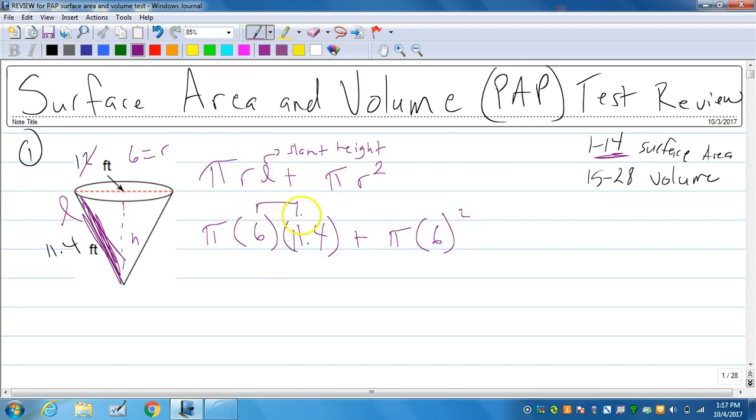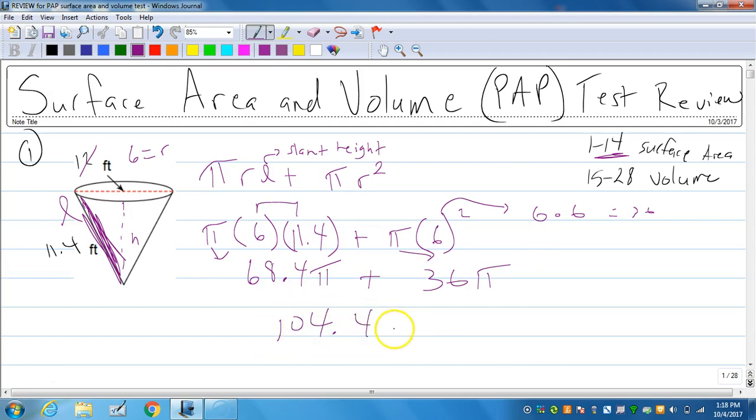So multiply 6 times 11.4. That gives you 68.4 with the pi symbol, just bring it down. Plus 6 squared is 6 times 6, which is 36. Bring down the pi symbol. And then you can add those two numbers together, and you're going to end up getting 104.4 pi. And that's how the answer is going to look on your test.